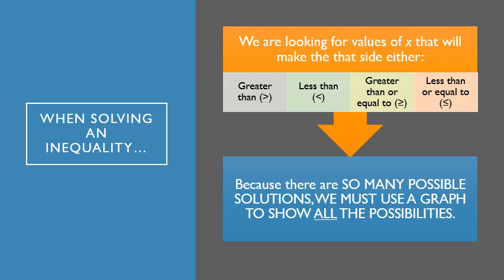So rather than having an equal sign, what we have are these inequality symbols. The first one is greater than. We have a less than symbol. We have greater than or equal to, and less than or equal to. And because there are so many possible solutions, we must always use a graph to show all the possibilities. There's no way we can list them all, but we can show them visually on the graph to show what all the solutions are to an inequality.